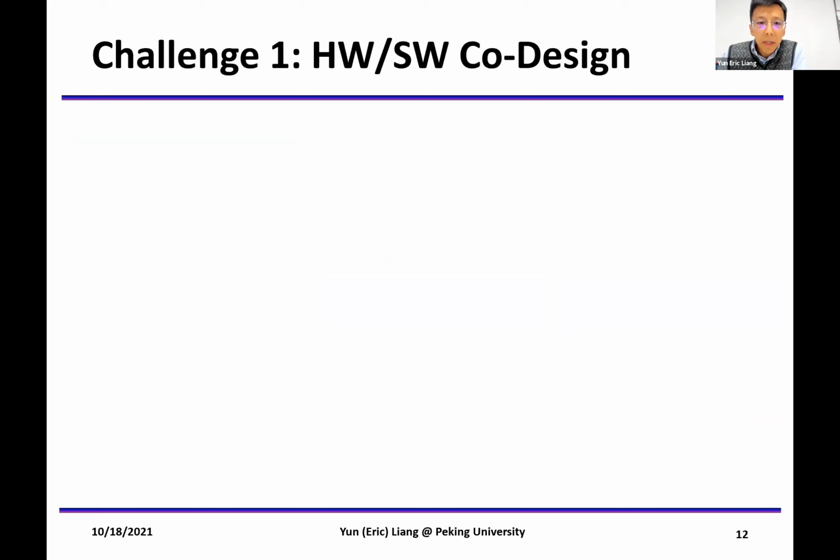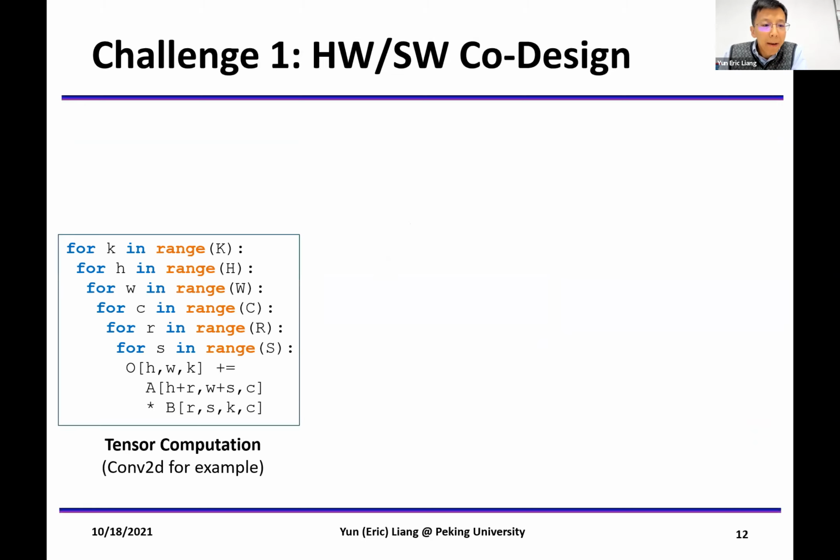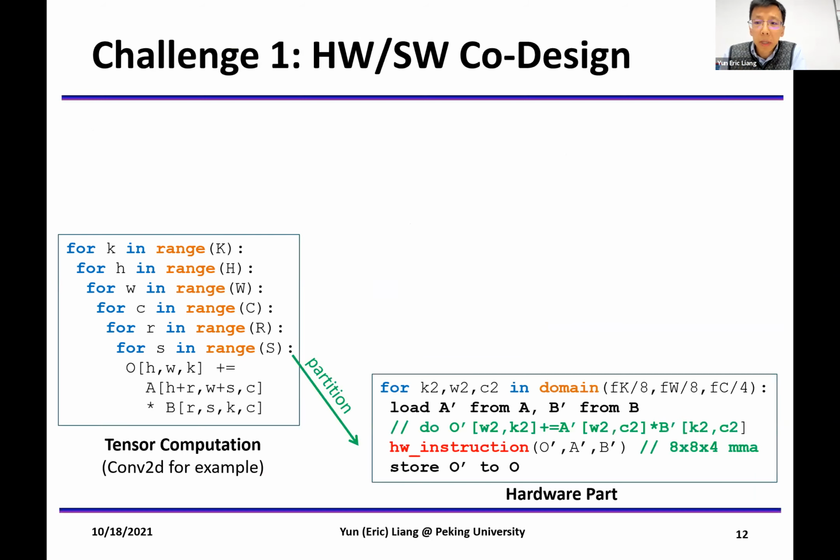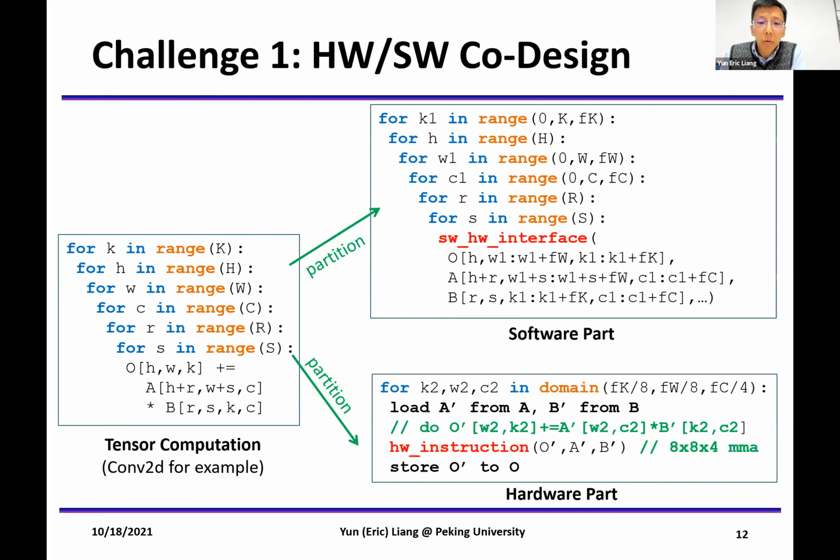Okay, the first challenge is about hardware software co-design. As I said, the tensor computation can be represented using loops. Given this loop nest, which consists of multiple loop iterations, the hardware can only accelerate a subset of these loops, and the other loops will go to the software. At the same time, this will set the hardware-software interface. But there are many ways to partition the loops between the hardware and software, and which one should we choose? Different partitions have different trade-offs in terms of efficiency, area, and so on.